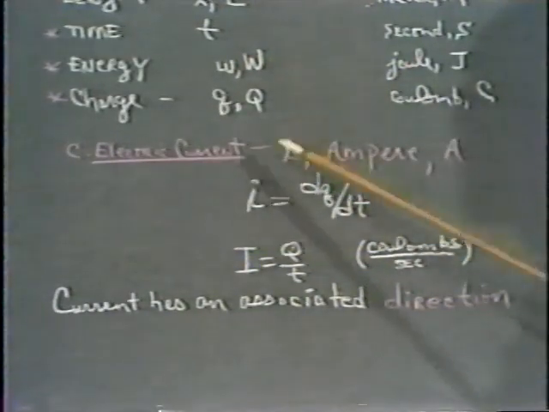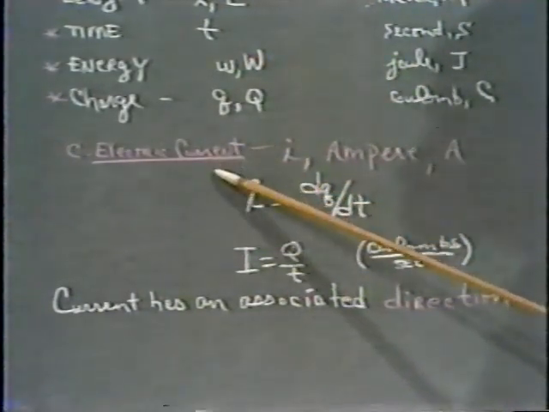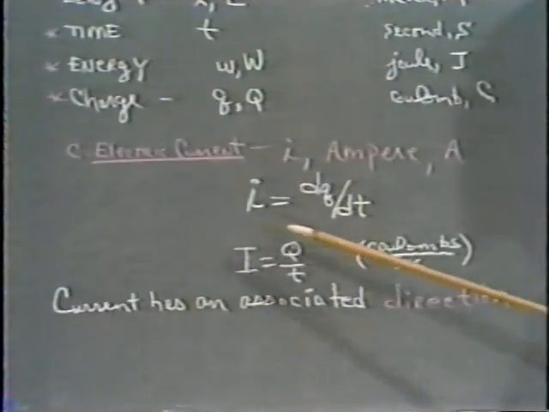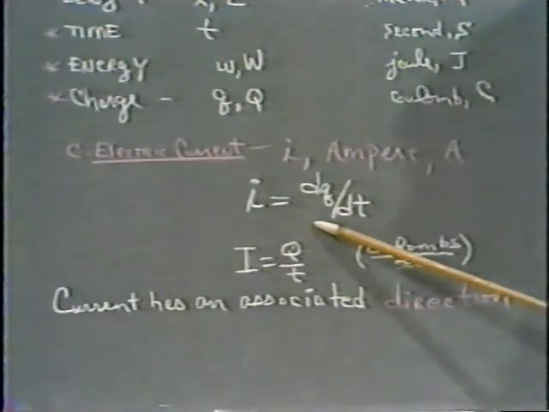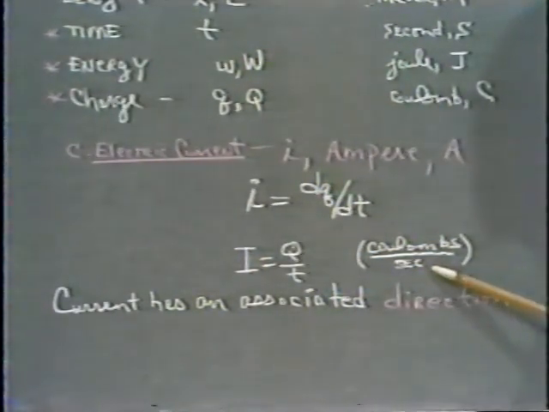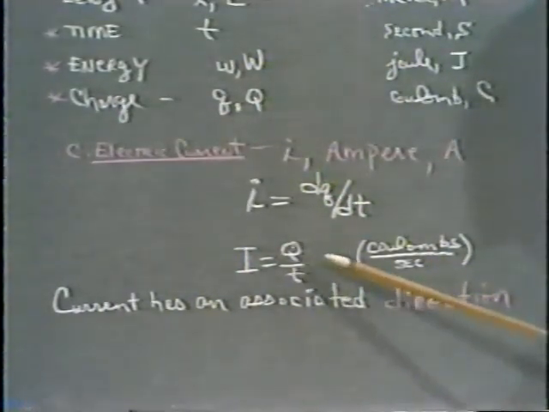Current is simply a measure of the rate of flow of charge within a circuit. We'll use the symbol I, and we'll measure current in amperes. Current is defined by this relationship as the time rate of change of charge, or a flow, if you will, of charge within the circuit. You can see that an ampere is equivalent to coulombs per second, based on this fundamental definition.